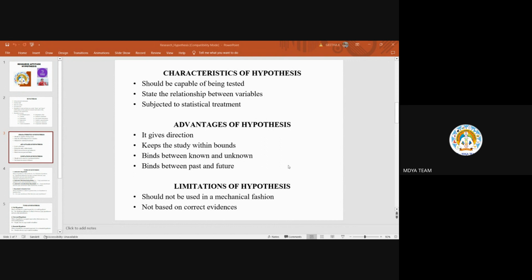Like if you practice Surya Namaskara, the weight will be reduced. So like this, you have to give the relationship between the variables. That is a real hypothesis. And then it is subjected to statistical treatment. See, just an imaginative guess alone is not accepted. You have to prove it with the data.